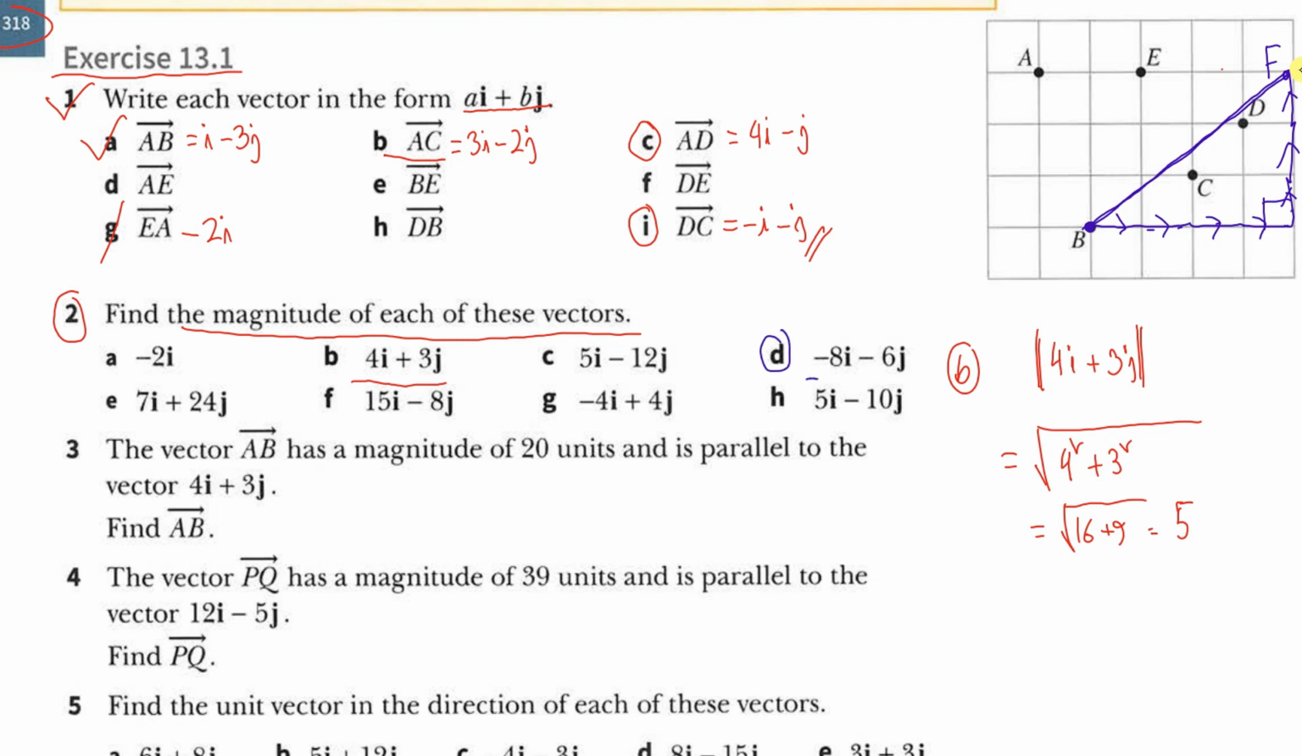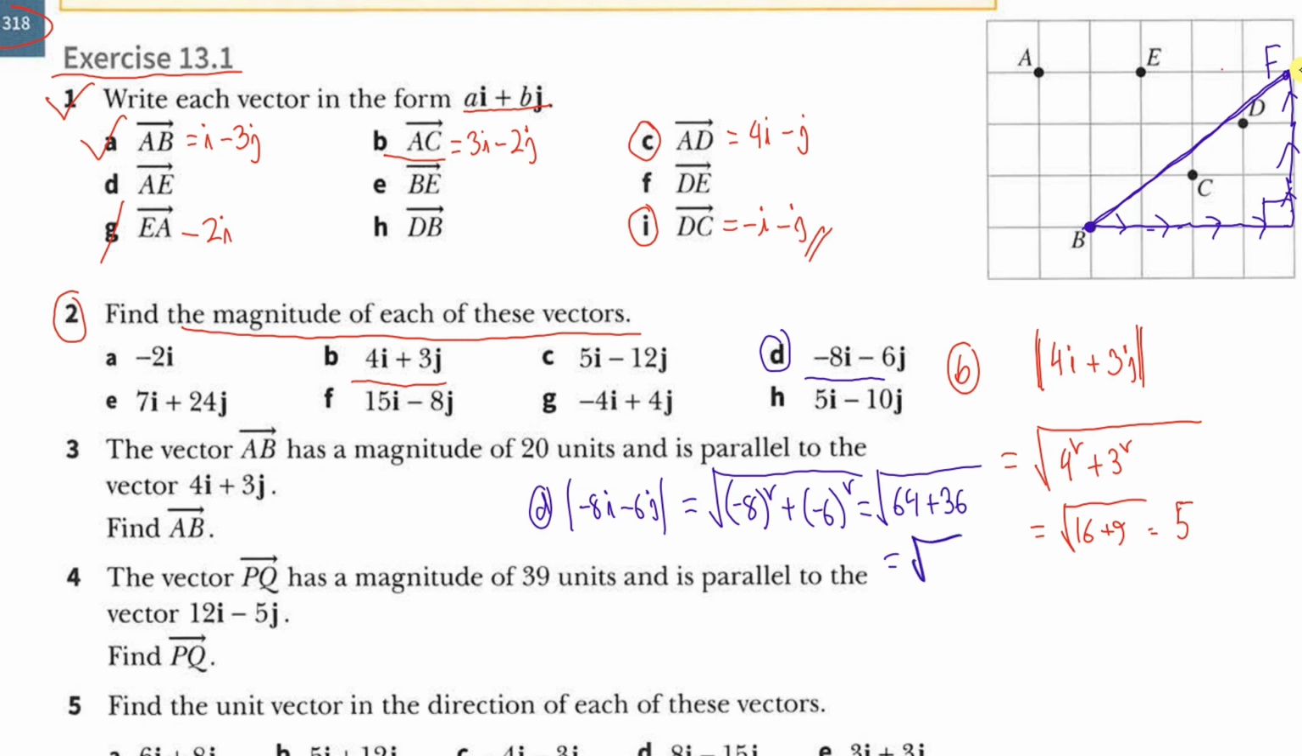If both are negative, how do we find the magnitude? The same working: minus 8i minus 6j. Even though both are negative, no problem, but we need to use the positive one. Minus 8 whole squared plus minus 6 whole squared is the magnitude. So this is 64 plus 36, which is root over 100. So we can say 10 is the answer for this magnitude. This is the total working of this question.